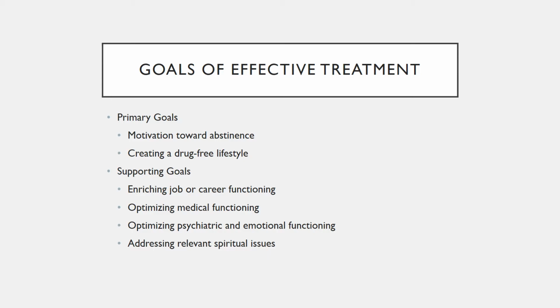So, of course, there's the primary goal, which is essentially to help move people towards abstinence and towards creating a drug-free lifestyle. That's the main idea of getting into treatment. But of course there's supporting goals as well that may be addressed during that treatment, and this helps to think about what other things are going on in that individual's life and what other areas they need support in. And so those supporting goals become things like enriching job or career functioning, optimizing medical functioning, optimizing psychiatric and emotional functioning, and addressing relevant spiritual issues.